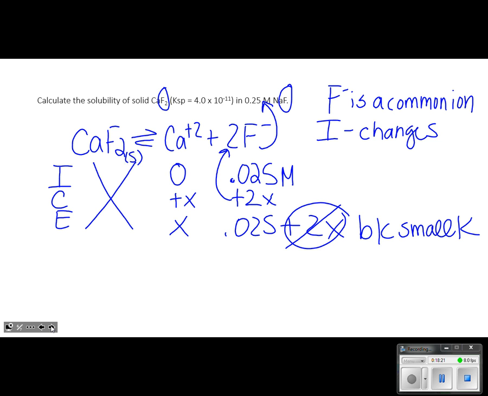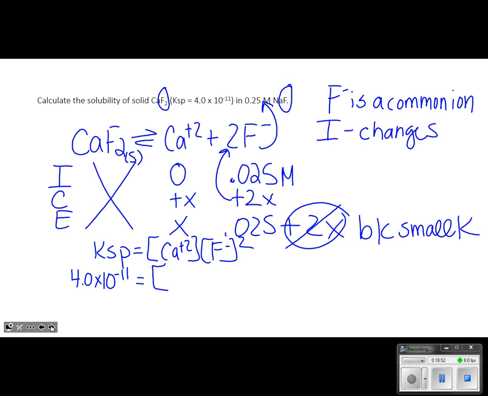Let's write our KSP expression. We have our calcium and our fluoride. Now be careful, fluoride is squared. It's been a while since we've had to put any exponents on these things because we've been mostly dealing with those monoprotic acids. So watch out for that. Our KSP value is 4.0 times 10 to the negative 11th.